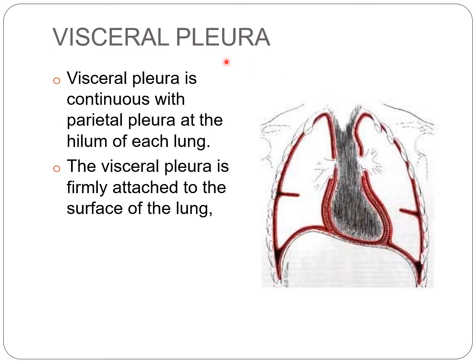So that was about parietal pleura and its four parts. Let us see about visceral pleura, the inner pleural layer. Visceral pleura is continuous with the parietal pleura at the hilum of each lung. This is the hilum of each lung, right lung and left lung. The parietal pleura is in close contact with the visceral pleura at this area. Visceral pleura is firmly attached to the surface of the lung.